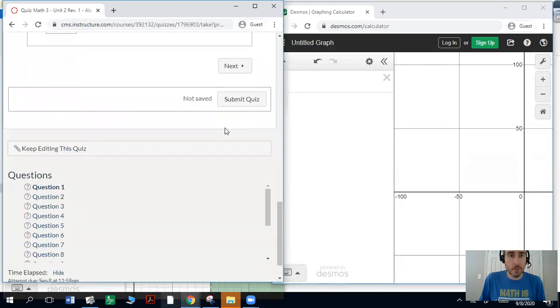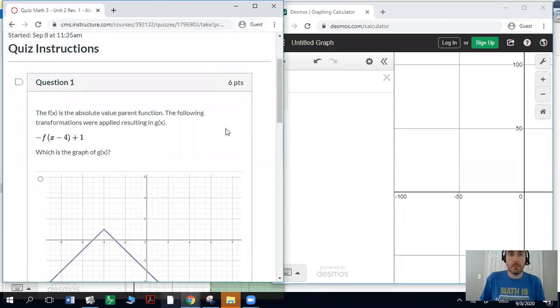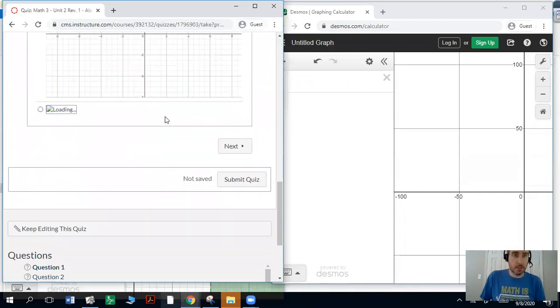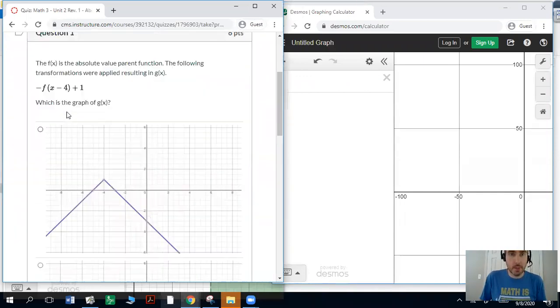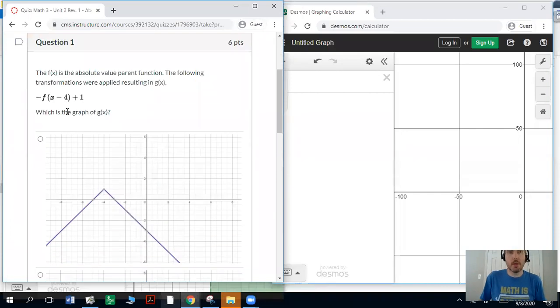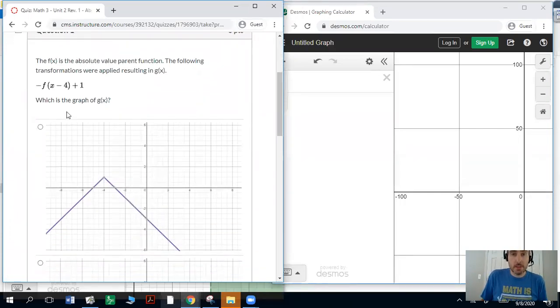All right, question number 1. Question number 1, by the way, had one picture that didn't show in the answer choices for some reason, but that is not the right answer to begin with. So the question says, the f of x is the absolute value parent function. The following transformations were applied, resulting in negative f of x minus 4 plus 1.